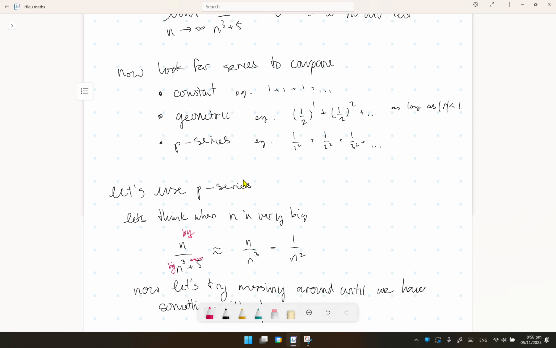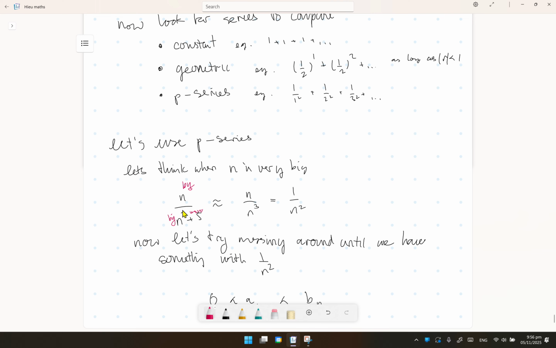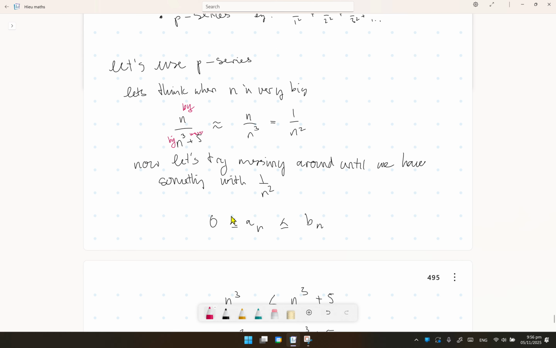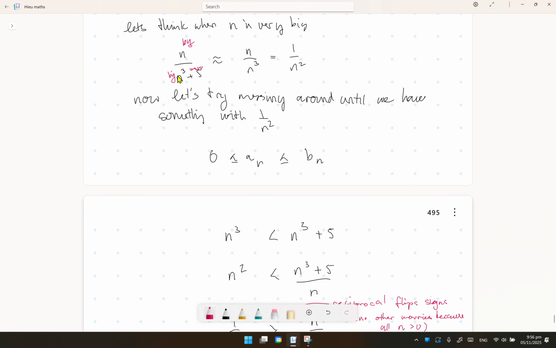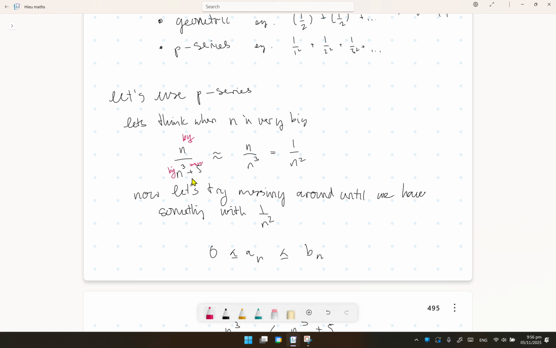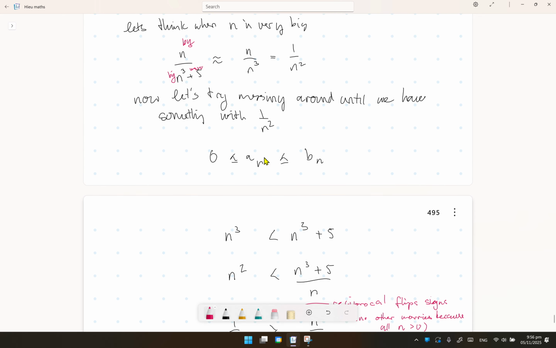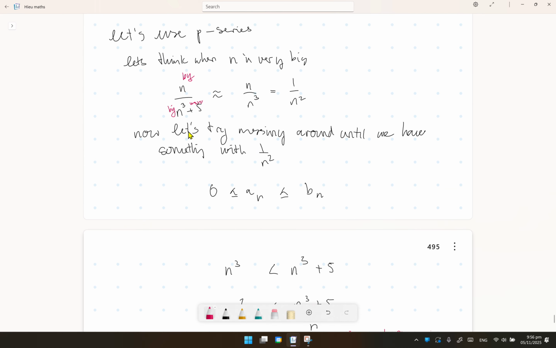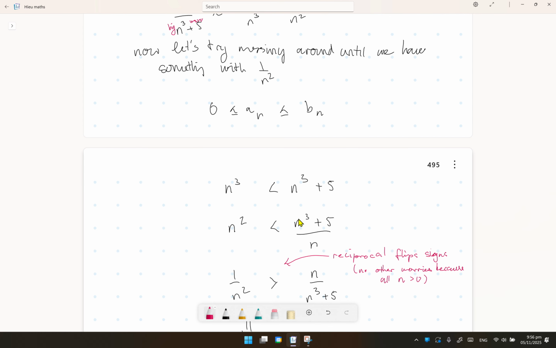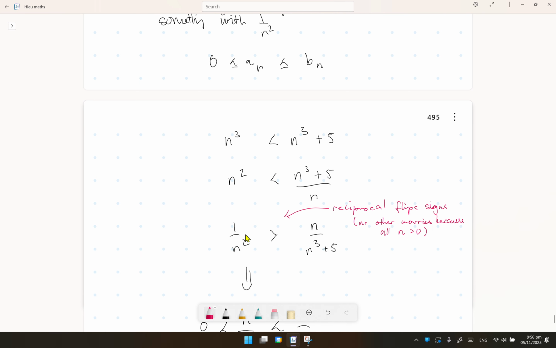So one of the first thoughts we should have is, what's the simpler part of this fraction? n cubed plus 5. A great way to get n cubed plus 5 to compare to something is to say n cubed is smaller than n cubed plus 5, and then we can do some manipulation from there. So n cubed is smaller than n cubed plus 5, that's for sure. We divide by n, that gives you the inverse of what we want, right? We want 1 over n squared, and we want n over n cubed plus 5. But what we have now is n squared and n cubed plus 5 over n. So you take the reciprocal of this, and when you have the reciprocal, you have exactly what you want.